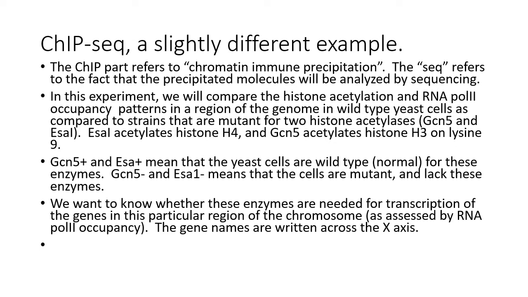So we're going to compare the acetylation and RNA polymerase II occupancy in the genome of wild-type yeast compared to mutants in these two acetylases, GCN5 and ISA1. Okay. So remember that the plus means that the yeast cells are wild-type, normal for these genes, and the minus refers to the fact that the cells are mutant and that they lack these enzymes. So we want to know what's going on with these genes in terms of polymerase transcription and occupancy along the x-axis at the different genes.